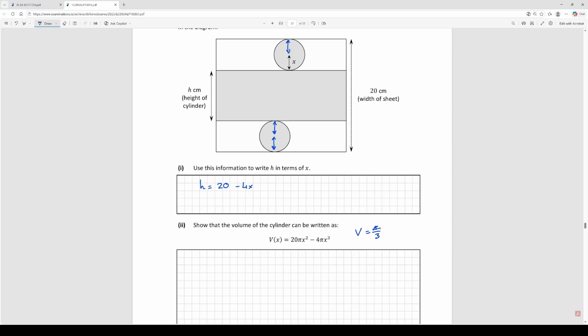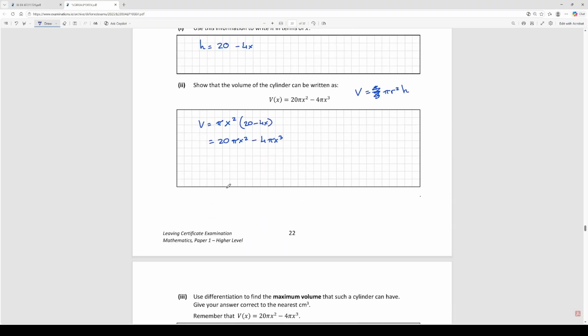No, it's not, it's the cone. Pi r squared h, right, for a cylinder. Now, we know the radius is x, so we can just put that in for r. And instead of the h, we can put 20 minus 4x. So we just multiply that out, and we would get 20 pi x squared minus 4 pi x cubed, which is what they wanted. That's fine. I'm assuming we're going for maximum.